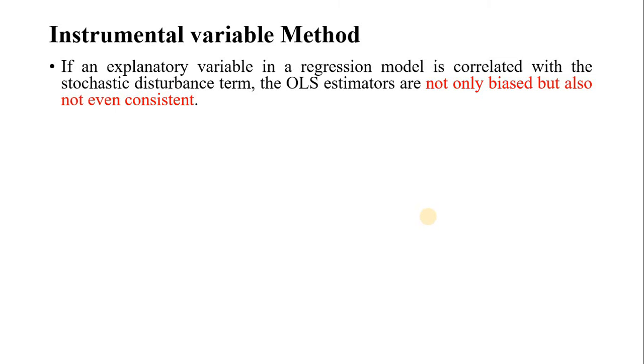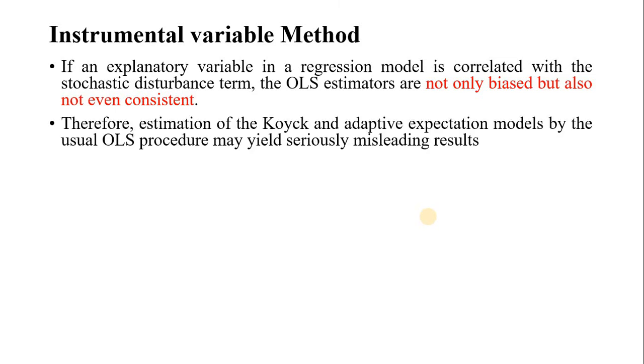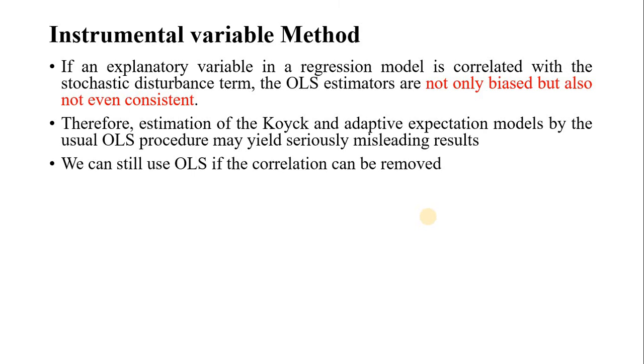So certain econometricians suggested using this IV method. What is this IV method? The IV method is a method that will help to remove the correlation between yt minus 1 and ut. And we are applying Euler's. So the instrumental variable method is not a new method, but a correction to Euler's method.